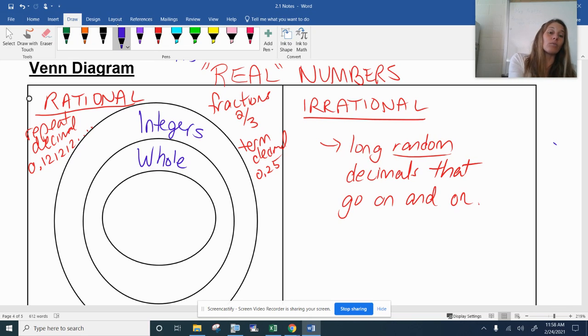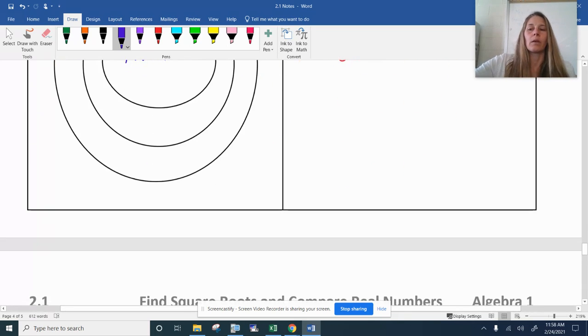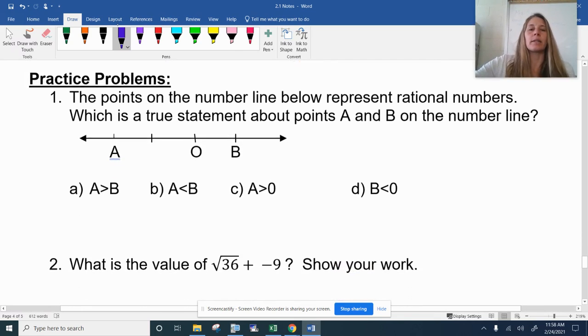And then finally, your most specific name is natural numbers. Natural numbers are also whole numbers. They're also integers, and they're also rational real numbers. But these three here, the integers, whole numbers, and natural numbers, they're all rational. None of them can ever be irrational because none of them will ever be a long random decimal that goes on.